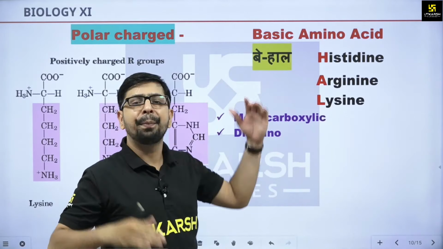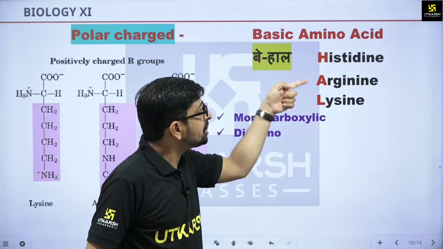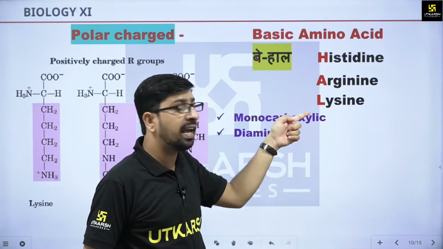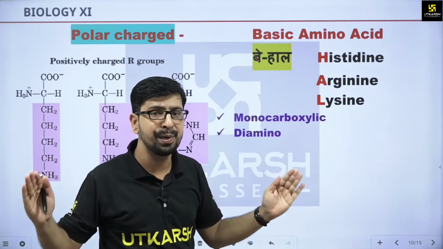Simple mnemonic: बेहाल. यस, आप पोलर पर जाओगे बच्चों तो क्या हो जाओगे? बेहाल हो जाओगे. बेहाल, बेसिक HAL: H histidine, A arginine, L lysine. Simple, बेहाल, basic amino acids.